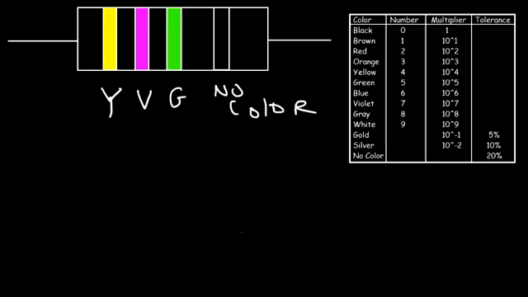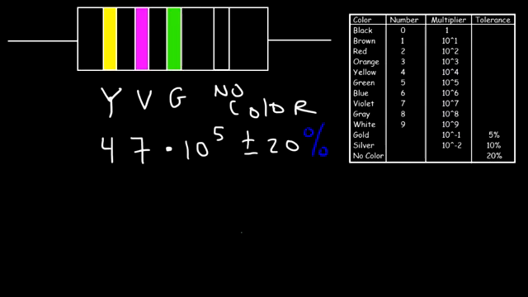So the first color is associated with the first digit. So yellow corresponds to 4. The second color is for the second digit. Violet corresponds to 7. The third color is for the multiplier. Green has a multiplier of 10 to the 5th. And the last one is for the tolerance level. For no color, the tolerance is very high. It's 20%. That is plus or minus 20%. But let's deal with the percentage later.